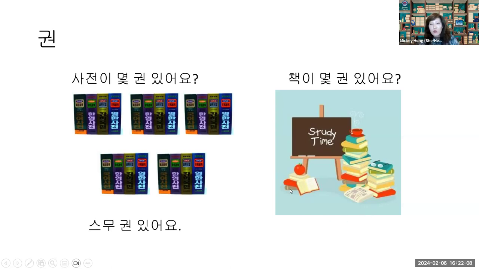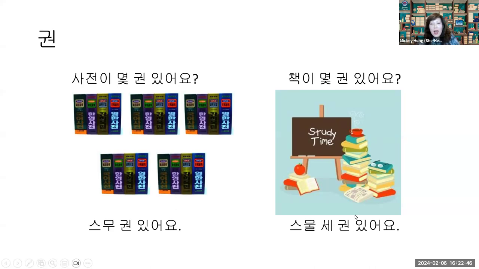Count with me. 한 권, 두 권, 세 권, 네 권, 다섯 권, 여섯 권, 일곱 권, 여덟 권, 아홉 권, 열 권, 열한 권, 열두 권, 열세 권, 열네 권, 다섯 권, 열 6권, 17권, 18권, 19권, 20권, 21권, 22권, 23권, 24권. Did I miscount? I think I double counted one twice. 23권 is there. There's only 23.